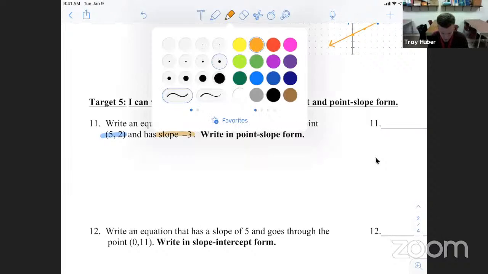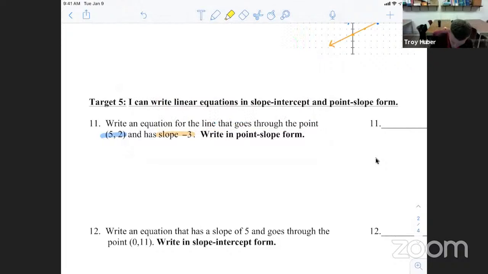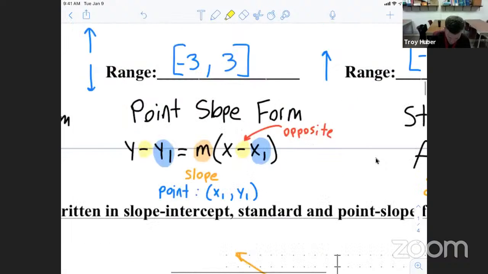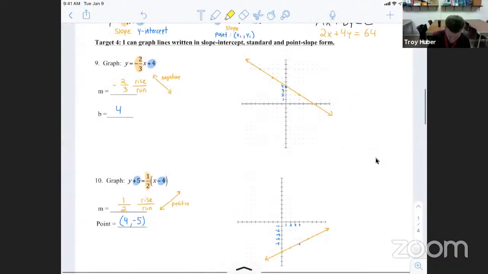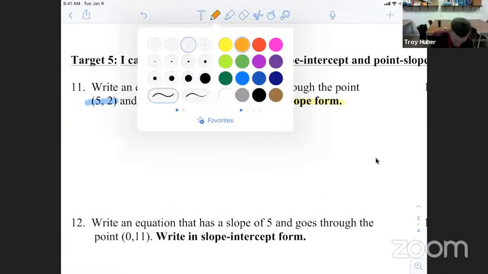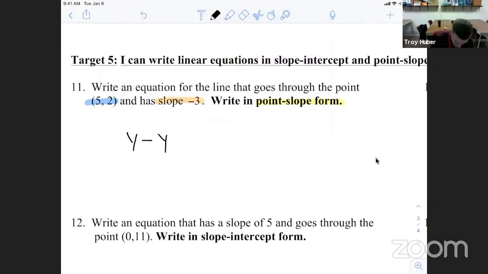Always look at what the question is asking for. This one wants point-slope form. So I'm going to go up here and say, okay, point-slope form. This is our formula, so I'm going to plug that in down here. Our formula was y minus y1 is equal to m times x minus x1. Remember, your m value is your slope. It told us that we have a slope of negative 3.